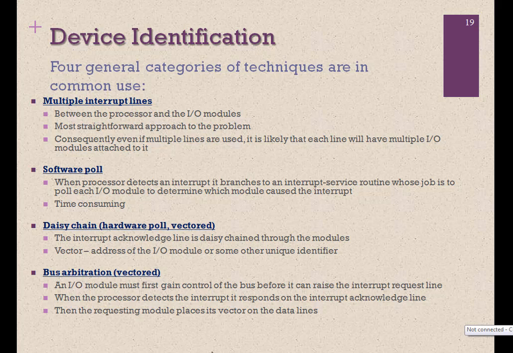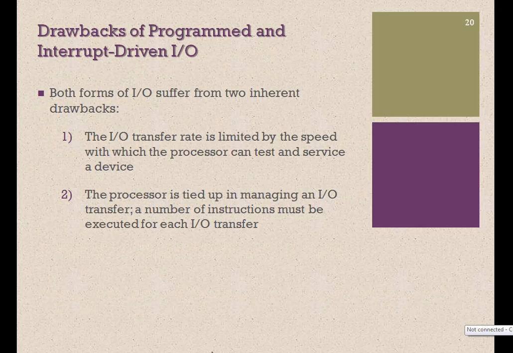Four general categories of techniques are commonly used. The first one is multiple interrupt lines. The second one is software poll. The third one is daisy chain, like a hardware poll, and the fourth one is bus arbitration vectors. There are some introductions mentioned there, so you can read them.